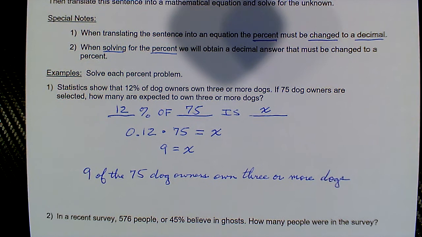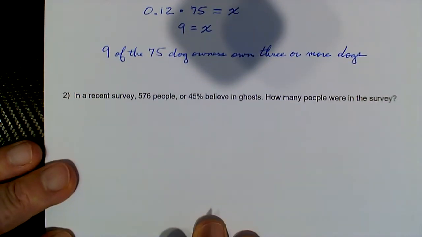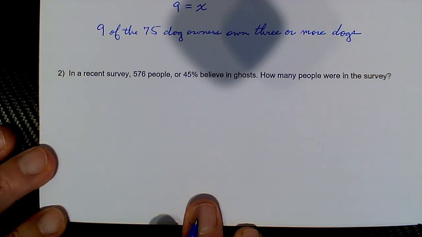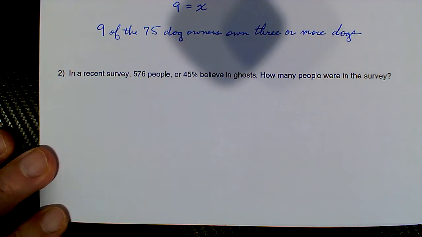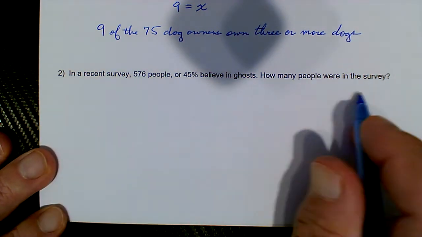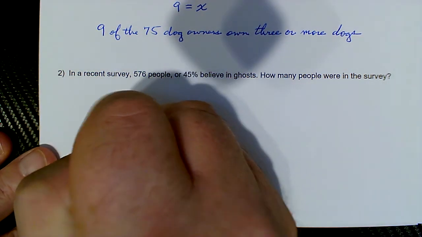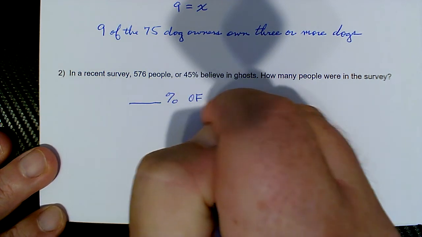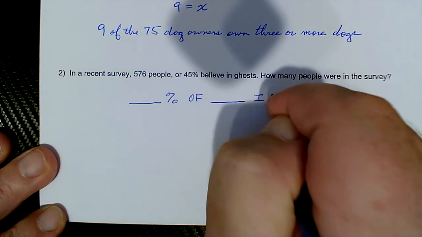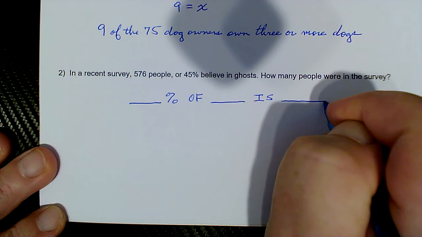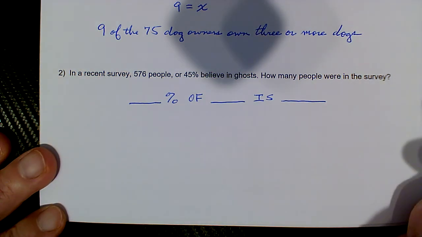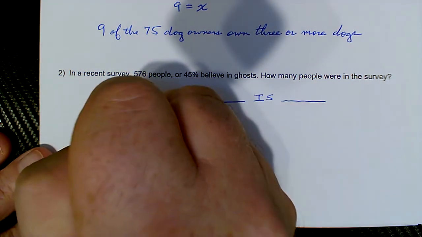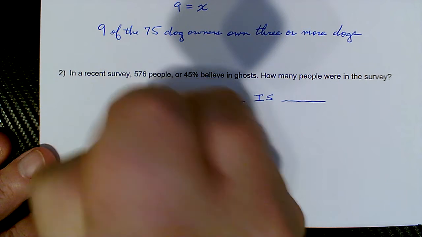Okay, so on to a second example. Here we have people believing in ghosts, but recognizing it as a percent problem again, blank percent of blank is blank. And the percentage again, first thing we look for, it's obvious, 45%, fill it in.